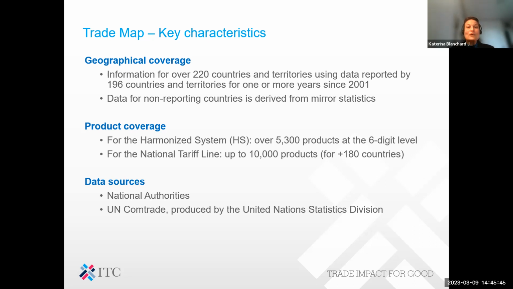We cover over 5,300 products at the 6-digit level of the harmonized system, so at the level of subheadings. And we have the additional information for the national tariff lines for up to 10,000 products for more than 180 countries. What are our data sources?